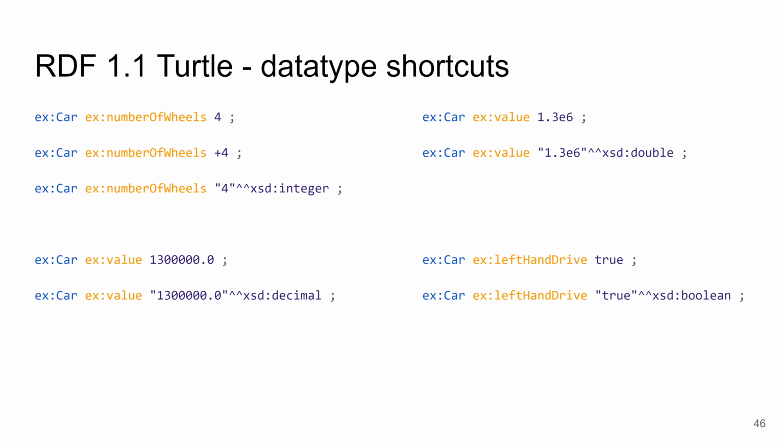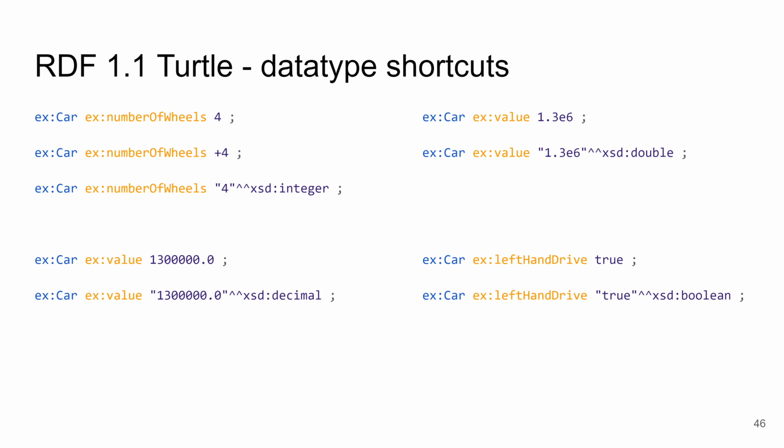There are shortcuts in Turtle for commonly used data types. So without these shortcuts, you would always have to use the double quotes with, for instance, a number, and then the IRI of the data type, which can be prefixed, but still. You can use a shorter notation, which you can see here for integers. So for the number 4, you can just use the number 4 without any quotes in the position of the object. It's the same as +4, and it's the same as if you would use the longer notation with the double quotes and the identification of the data type.